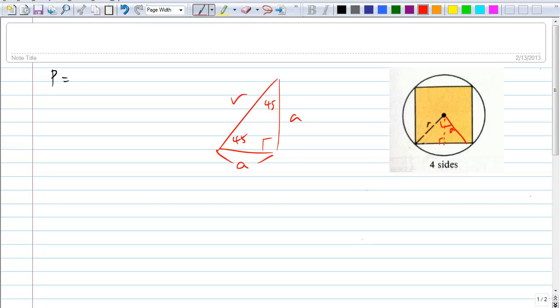That's easy. How do I find A? How about Eamon? How do I find A? Yeah, because you know that A is equal to what? I mean, you know that r equals to? The radius is equal to this.